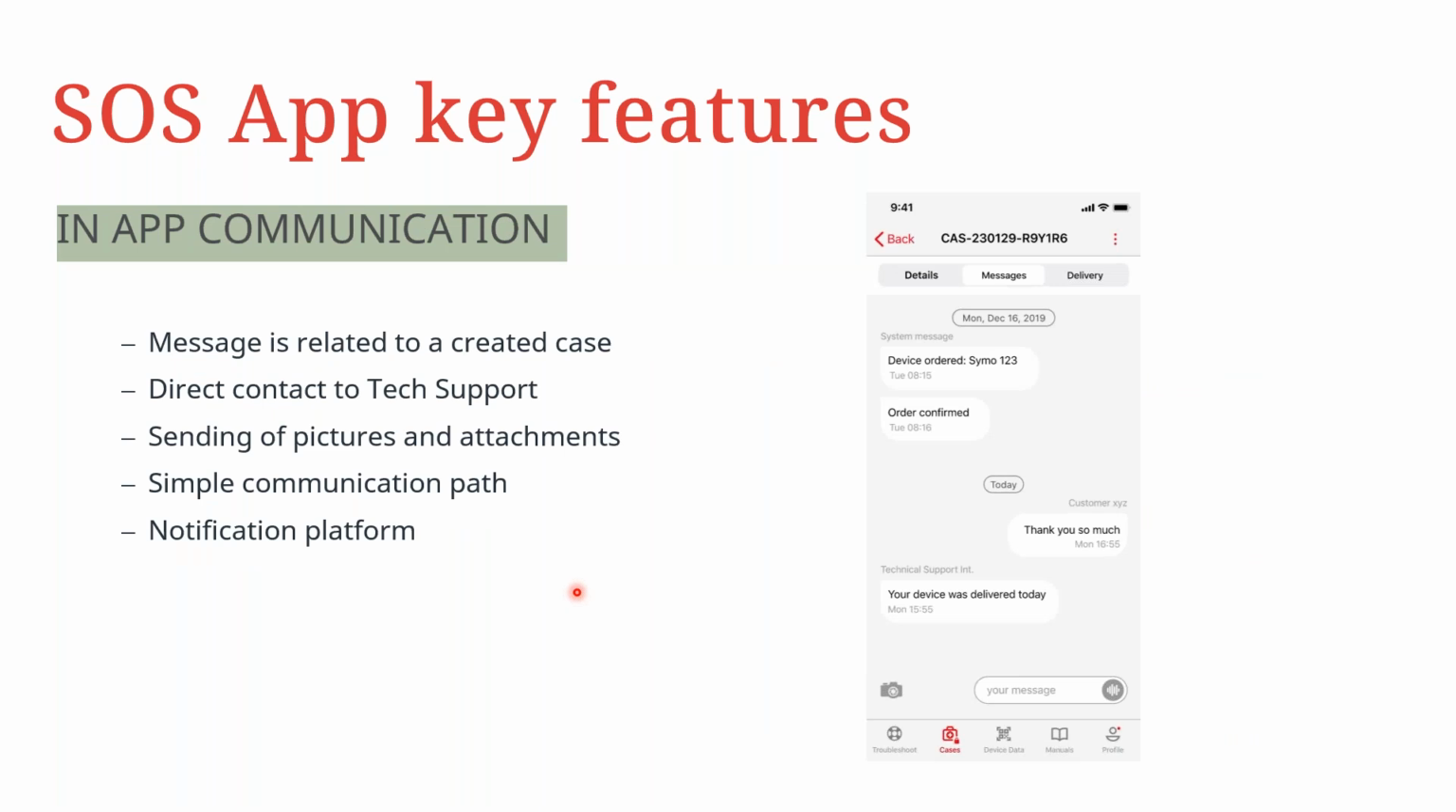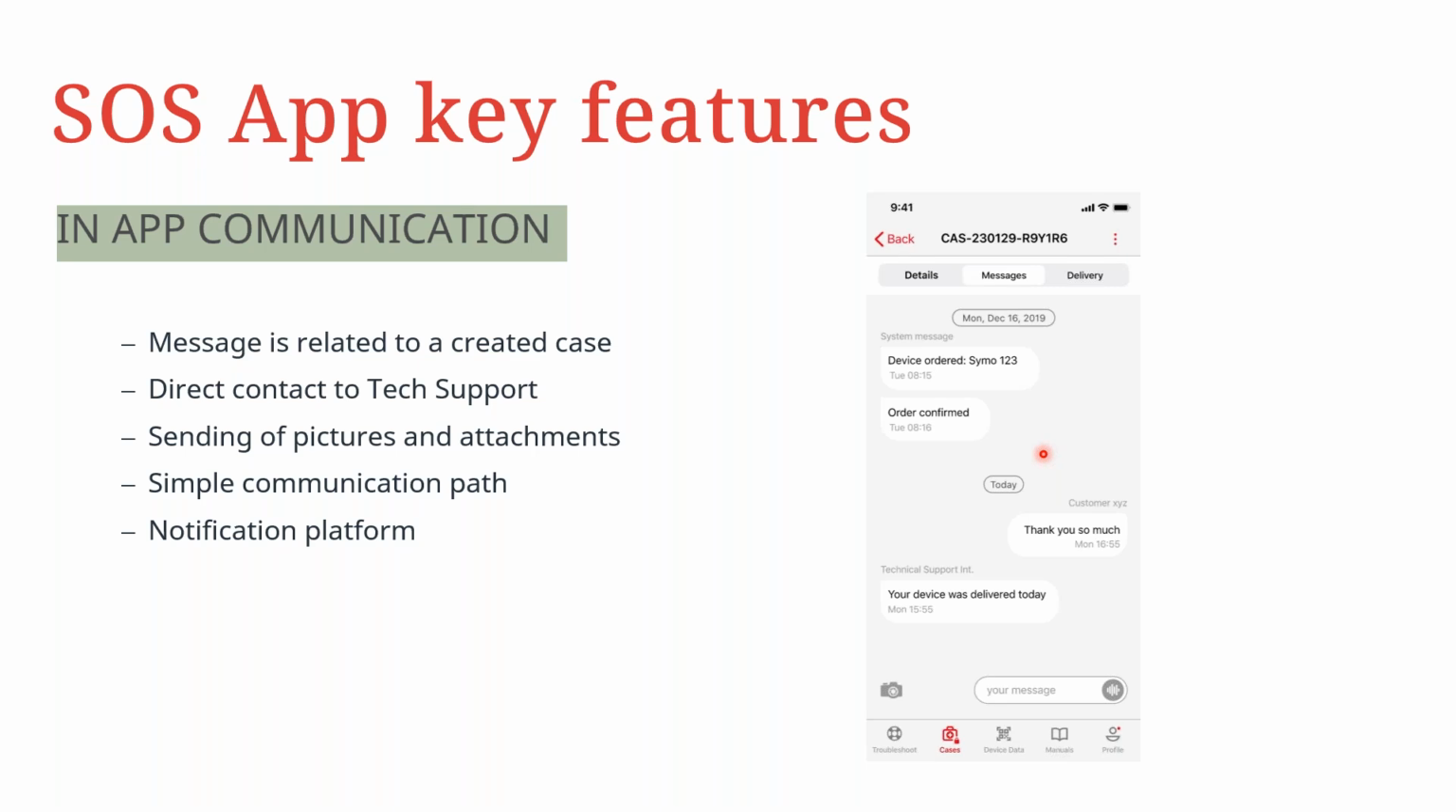In-app communication as another feature for SOS means that you can directly communicate with Fronius tech support within the app. So this is by way of message chats. And in addition to that, when you are communicating with Fronius tech support, you are also able to attach pictures and other attachments that are related to any fault condition that you're discussing.